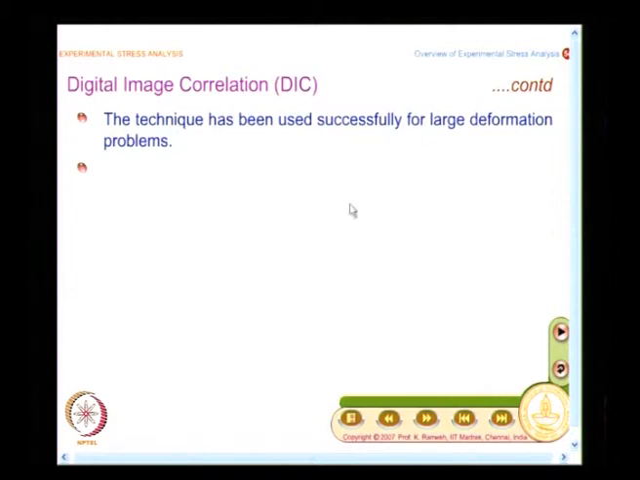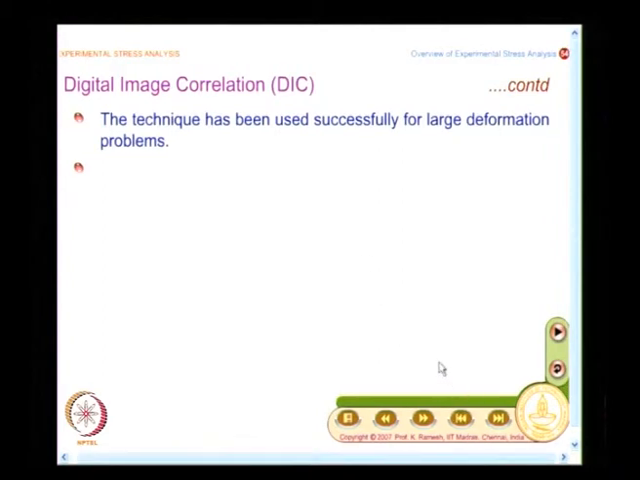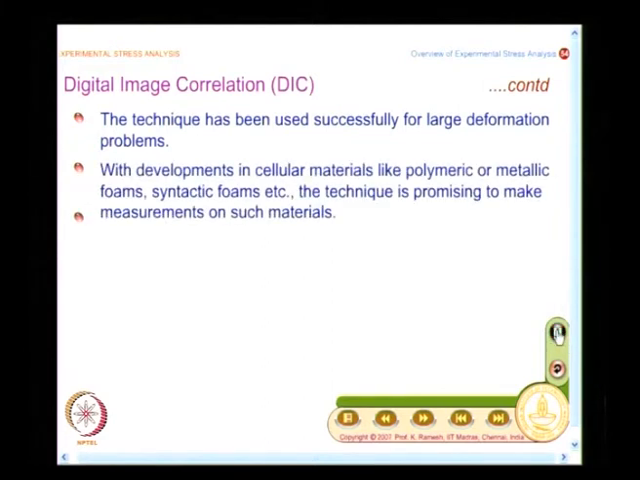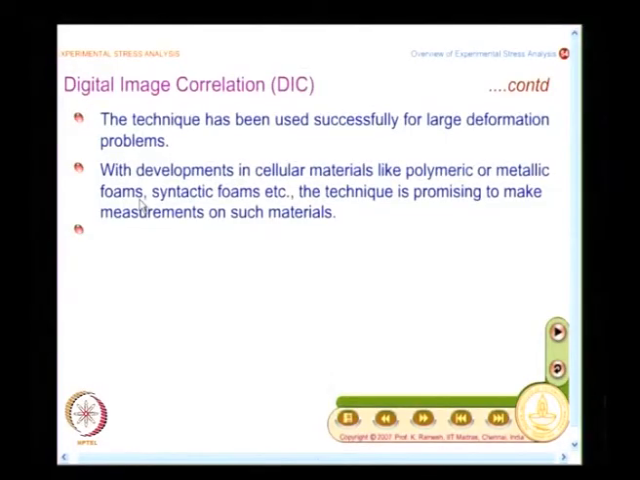And these days we do encounter in our design large deformation being allowed, and so you need to have techniques which do this, and you also have several new materials, cellular materials like polymeric or metallic foams. In automobile manufacturing they want to put metallic foam in your structure, so that it absorbs energy when you have a collision.